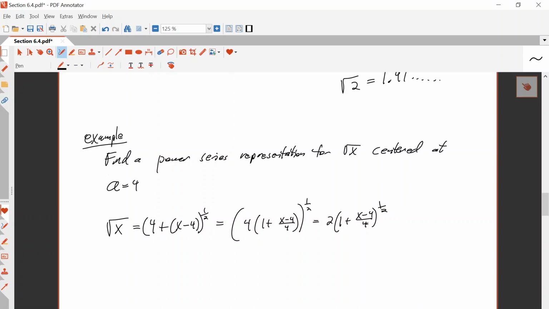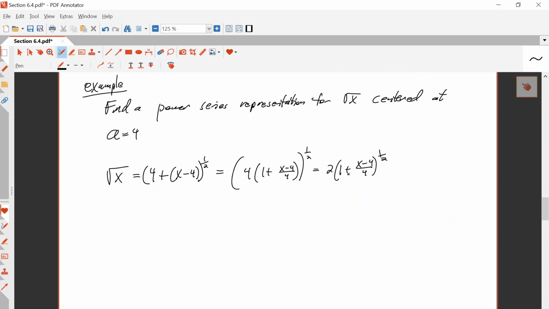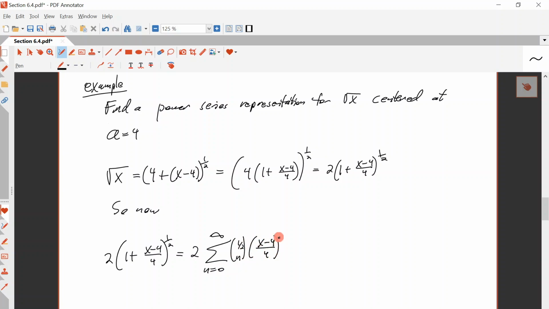Now I can apply the binomial series. It's 1 plus blank to the 1/2 power. So 2 times 1 plus x minus 4 over 4 to the 1/2 is equal to 2 times the sum, n equals 0 to infinity, of 1/2 choose n times x minus 4 over 4 to the n. Get that 4 outside of there.